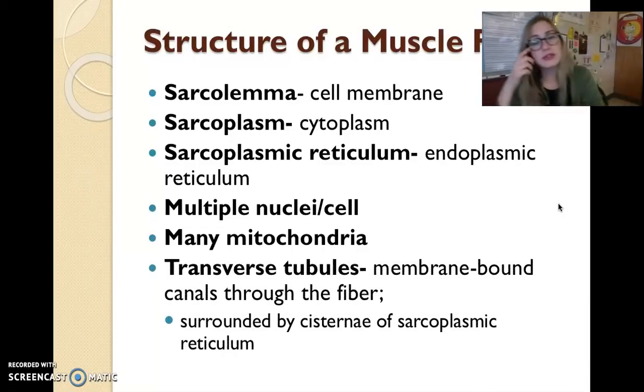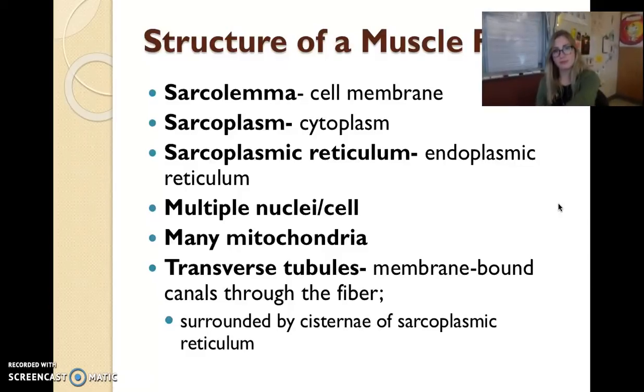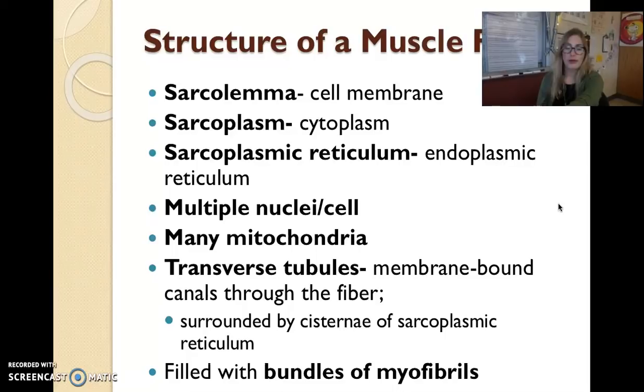And then we have transverse tubules. These are membrane-bound canals throughout the fibers that are going to communicate with our muscles. They are surrounded by the cisternae of the sarcoplasmic reticulum. So once again, that endoplasmic reticulum is really important for the lipids and proteins. But the transverse tubules, this is what's going to be communicating within our muscles. And then within the muscle fiber, we have the myofibrils, which we're going to talk about even more.